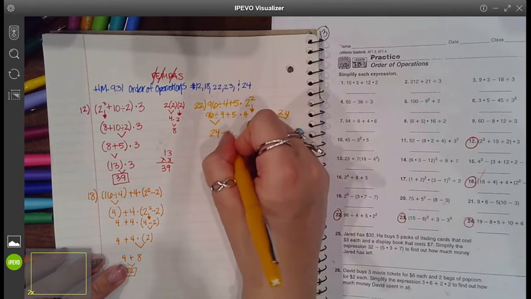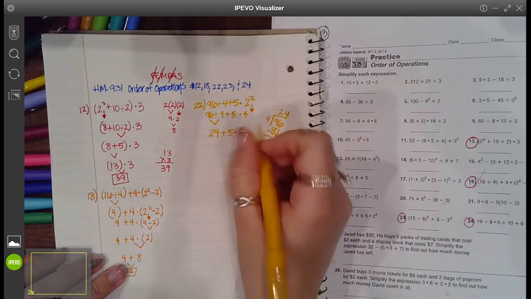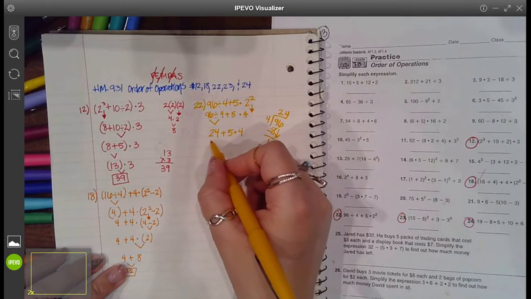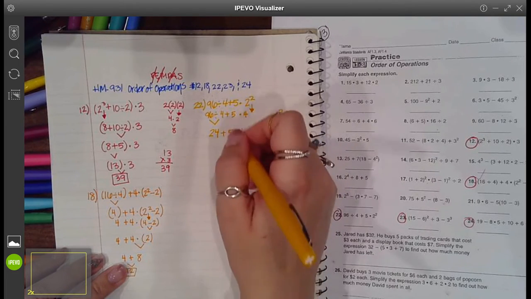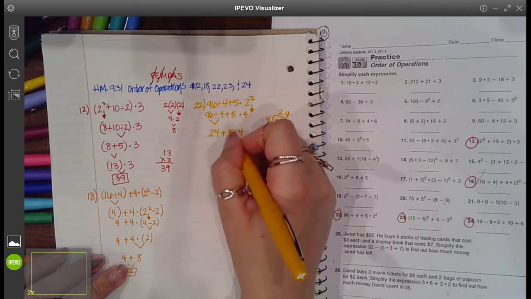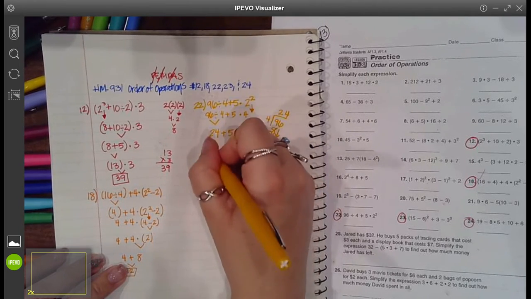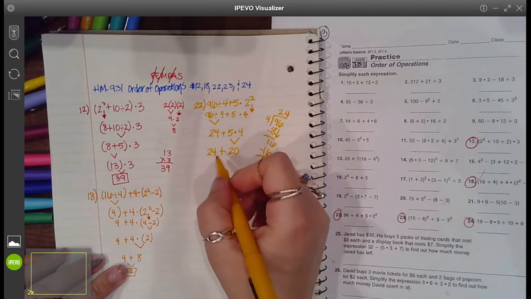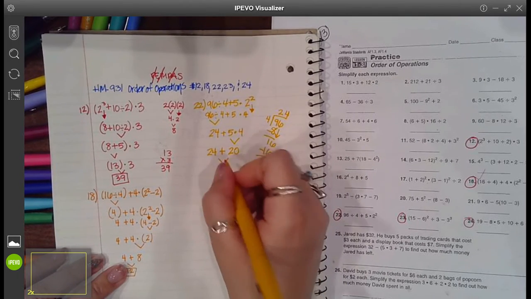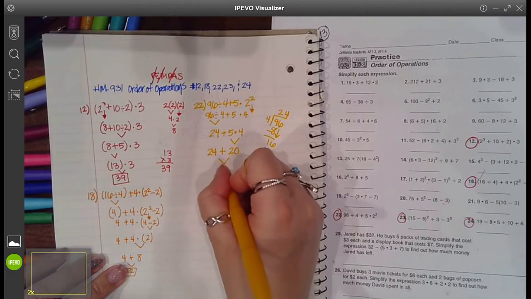Bring down your plus 5 and that times 4. Okay, there's no parentheses. There's no exponents. Multiplication and division right here. This 5 times 4 is 20. Bring down that plus sign, bring down that 24. And now you have 24 plus 20, which is 44.